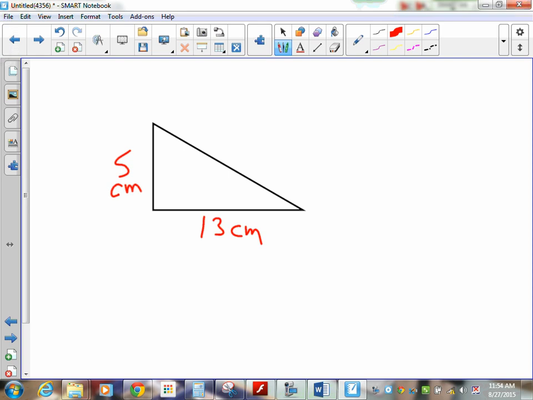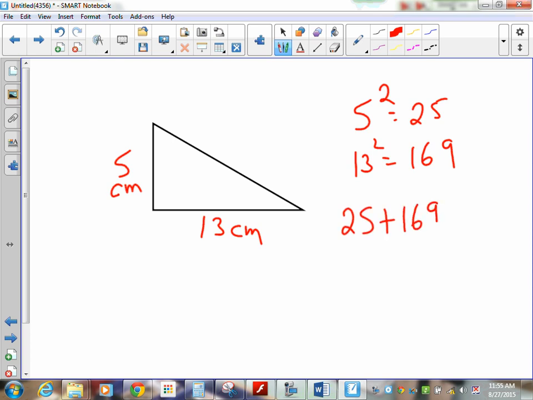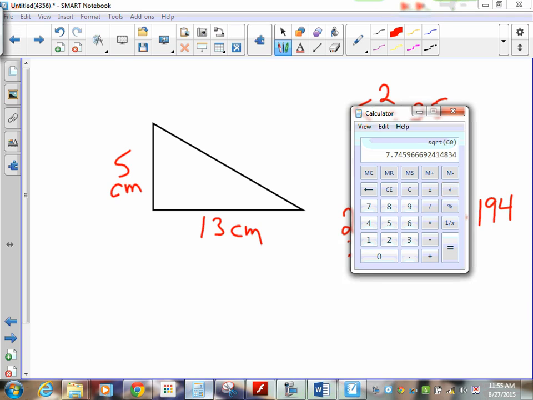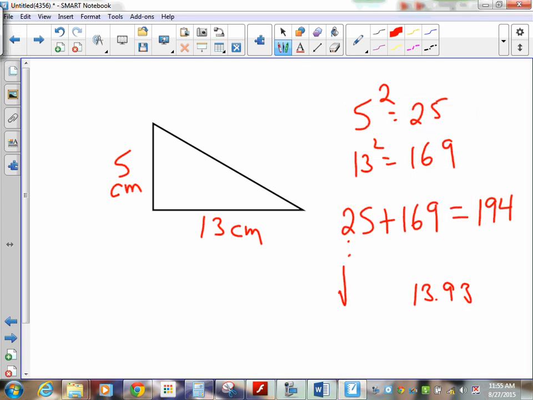Okay, so 5 squared is 25. 13 squared is 169. 25 plus 169 is 194. Okay, now grab your calculator. The square root of 194 is 13.93. I'm going to round it off. All right, and I'm using centimeters, so this is centimeters.